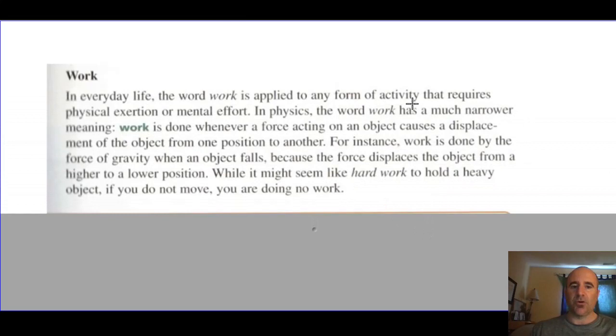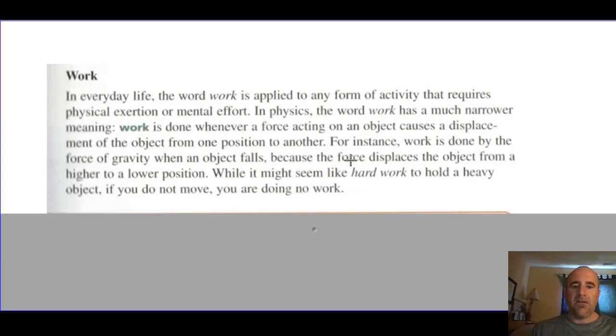In physics, the word work has a narrow meaning. Work is done whenever a force acting on an object causes a displacement of the object from one position to another. For instance, work is done by the force of gravity when an object falls because the force displaces the object from a higher to a lower position. Well, it might seem like hard work to hold a heavy object. If you do not move it, you are doing no work. So the only work done when you hold a heavy object is when you actually pick it up off the ground.